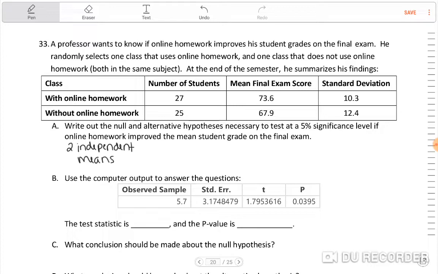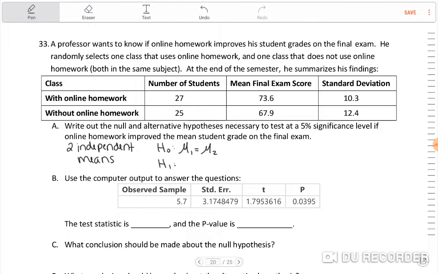means. And so it says, write out the null and alternative hypotheses necessary to test at a 5% significance level if online homework improved the mean student grade on the final exam. So my null hypothesis and my alternative hypothesis. Okay, well, when we're comparing two different means, mu1 equal to mu2 is what we want to set up as our null hypothesis. And we need to decide which one is going to be our alternative hypothesis.